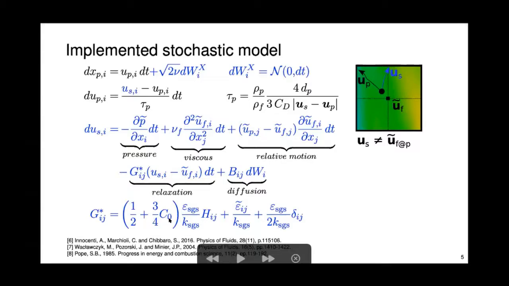And we have these new parameters, C naught, which is just a modeling constant set to 2.1. Epsilon SGS is the subgrid dissipation rate. Epsilon tilde is the resolved dissipation rate. And H is the orientation matrix. So we can see that this equation for US follows the classic generalized Langevin equation given by Pope.